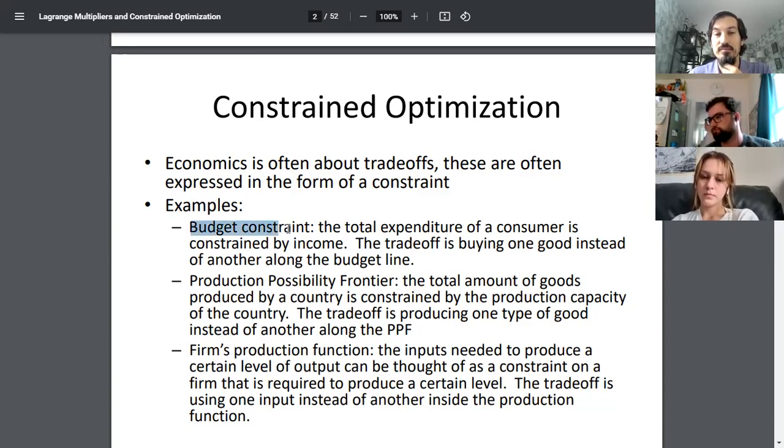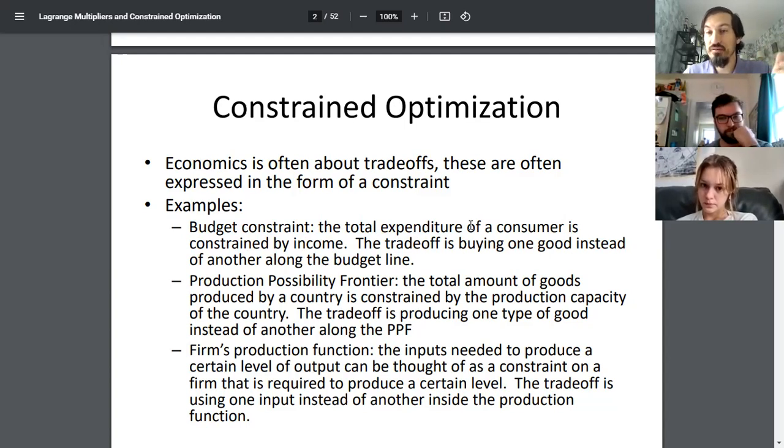The first one and most obvious is a budget constraint, which is anytime you're faced with this problem, you're a consumer and the total expenditure, that's how much money you spend, of this consumer is constrained by how much income, how much money you have. Of course, in these models, you can't spend more money than you have. And then the trade-off there is buying one good instead of another along the budget line. That's a constrained optimization problem.